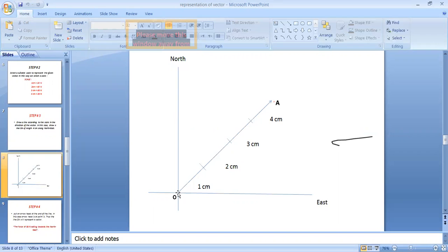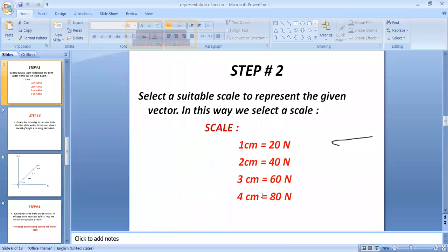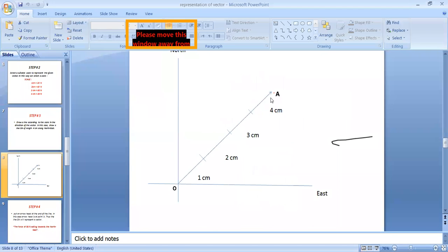Put your scale at this point and make a 4 centimeter line, because according to step number 2, the total centimeter according to your 80 Newton is 4 centimeter. It means your 4 centimeter is making 80 Newton force. So you have to draw 4 centimeter in between north and east, because the direction is northeast. The direction of vector OA is anywhere between north and east.